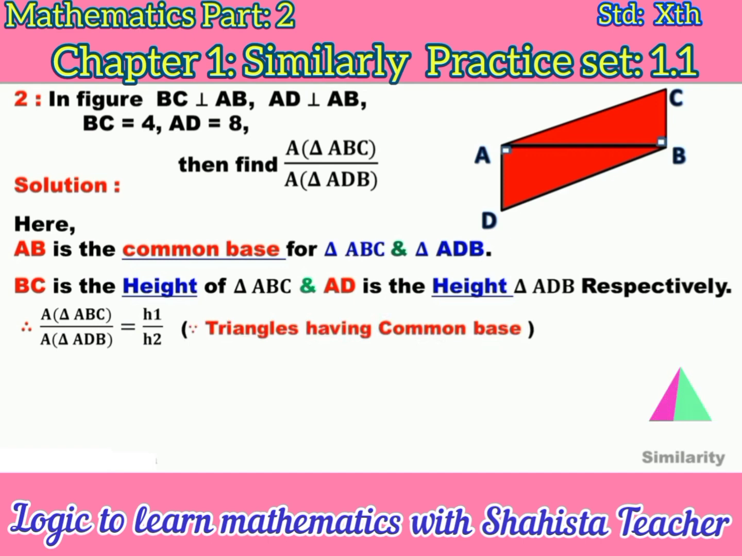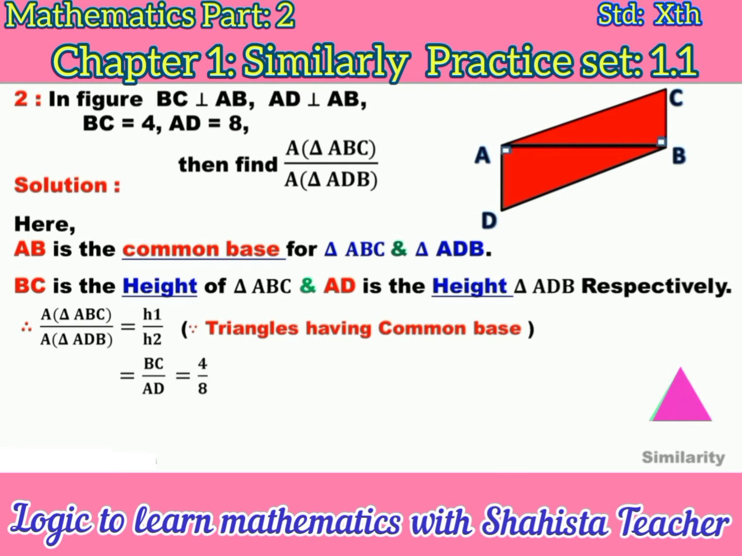Because we have a common base, the given base is common. So height 1 is how much? 4. And height 2 is how much? 8. So BC upon AD, BC is height 1 and AD is height 2. Here BC is 4 and AD is 8. So after dividing, 4 ones are 4, 4 twos are 8.